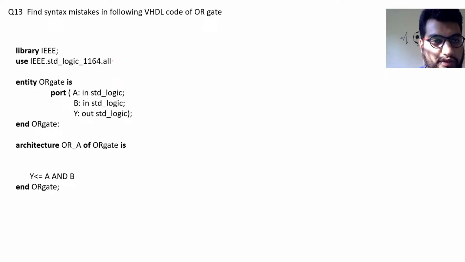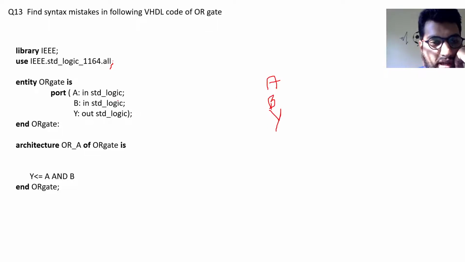So here we should have a semicolon, right? And then we have this entity OR gate, entity followed by entity name OR gate, correct? And then this is the port. Here we will define the inputs A, B, and Y.